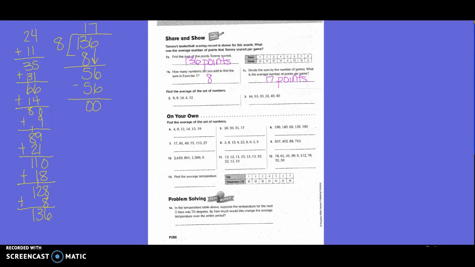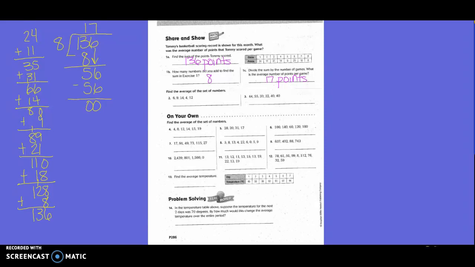Okay, then it says find the average of the set of numbers. They are not going to give you any remainders or fractions or decimals or anything like that. So you should come out with a whole number, okay? Now someday when you get further into math, you will probably start seeing that, but they're not going to do that on these lessons. All right, so what are we going to do?